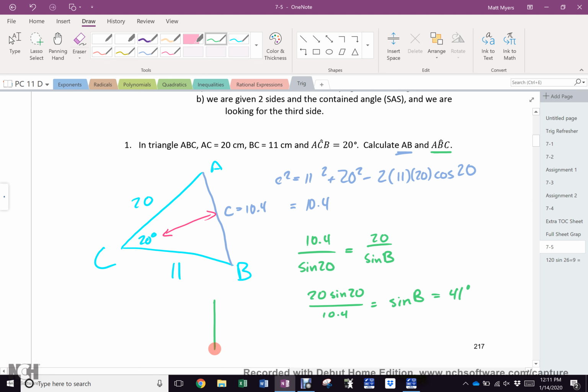Why doesn't it work? Well, it's telling me it's 41, yes? But what is it really? This is 41, so what is this really? 139. Right? Which makes this what? 21. Now that makes sense, doesn't it? Because that side and that side are almost the same, aren't they? Which means that's almost an isosceles triangle, and those angles are almost the same.